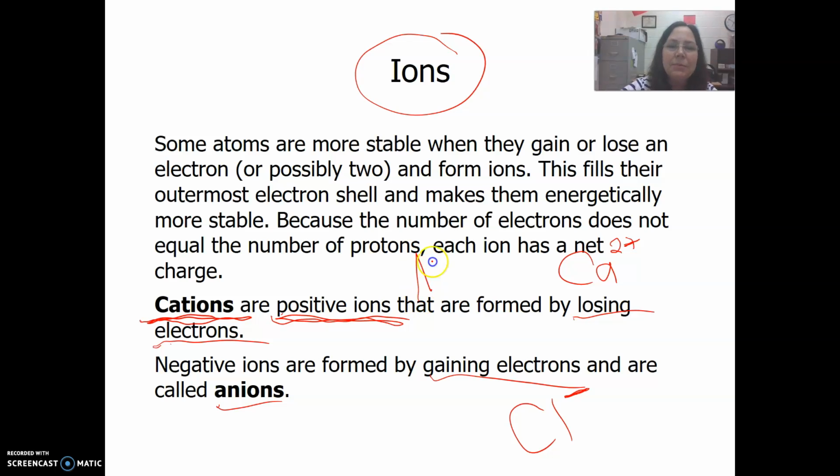Sodium is another example. Sodium needs to lose 1 electron because it has 1 electron in its outer energy level. So it's easier for it to lose that electron than to gain 7. So sodium loses 1 electron and becomes positively charged.